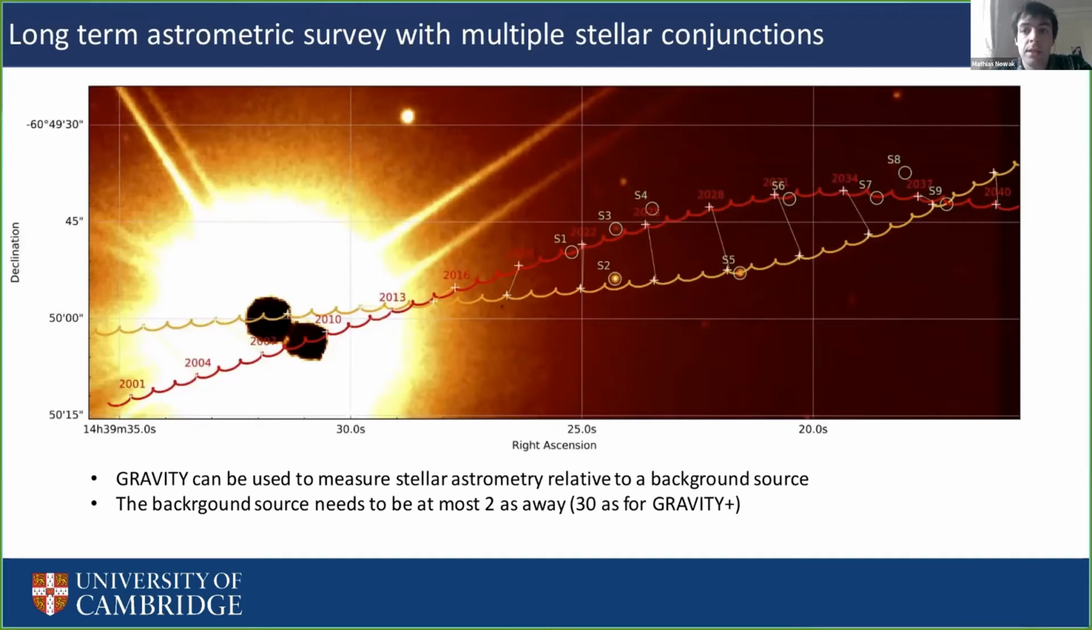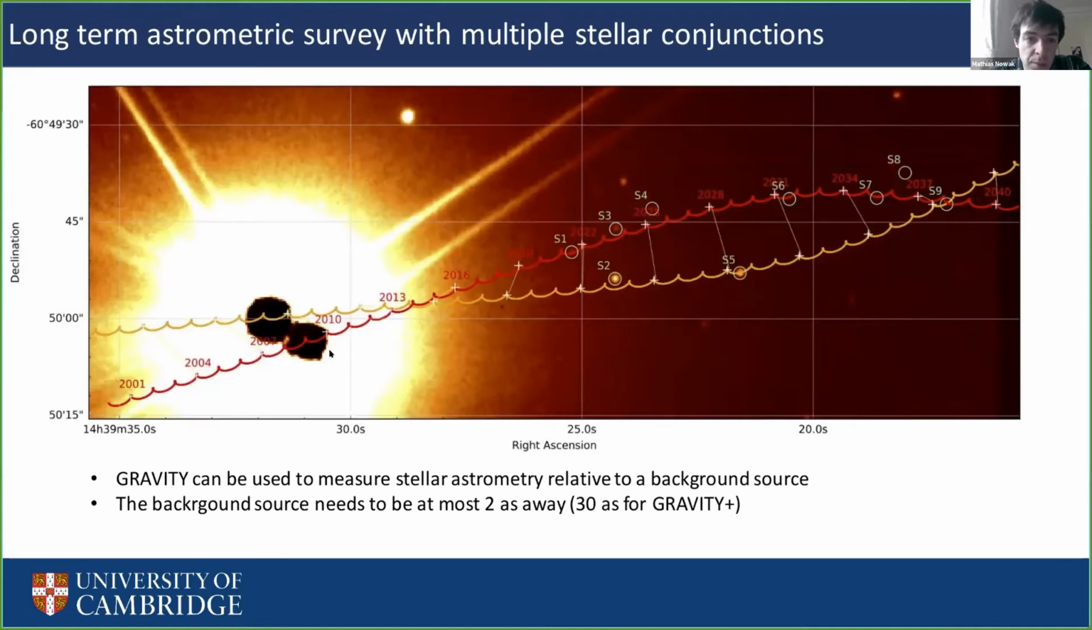Now, the problem we have with this instrument as it is, is that it cannot measure absolute astrometry. It only measures the astrometry of a star relative to another star, another target. And this reference point cannot be more than 2 arcseconds away from your target of interest, which means that, for example, if you want to look for planets around Alpha Centauri A or B, then you'll need to find another star in the background that you can use as a reference point, and it needs to be at most 2 arcseconds away and bright enough to be used as a reference.